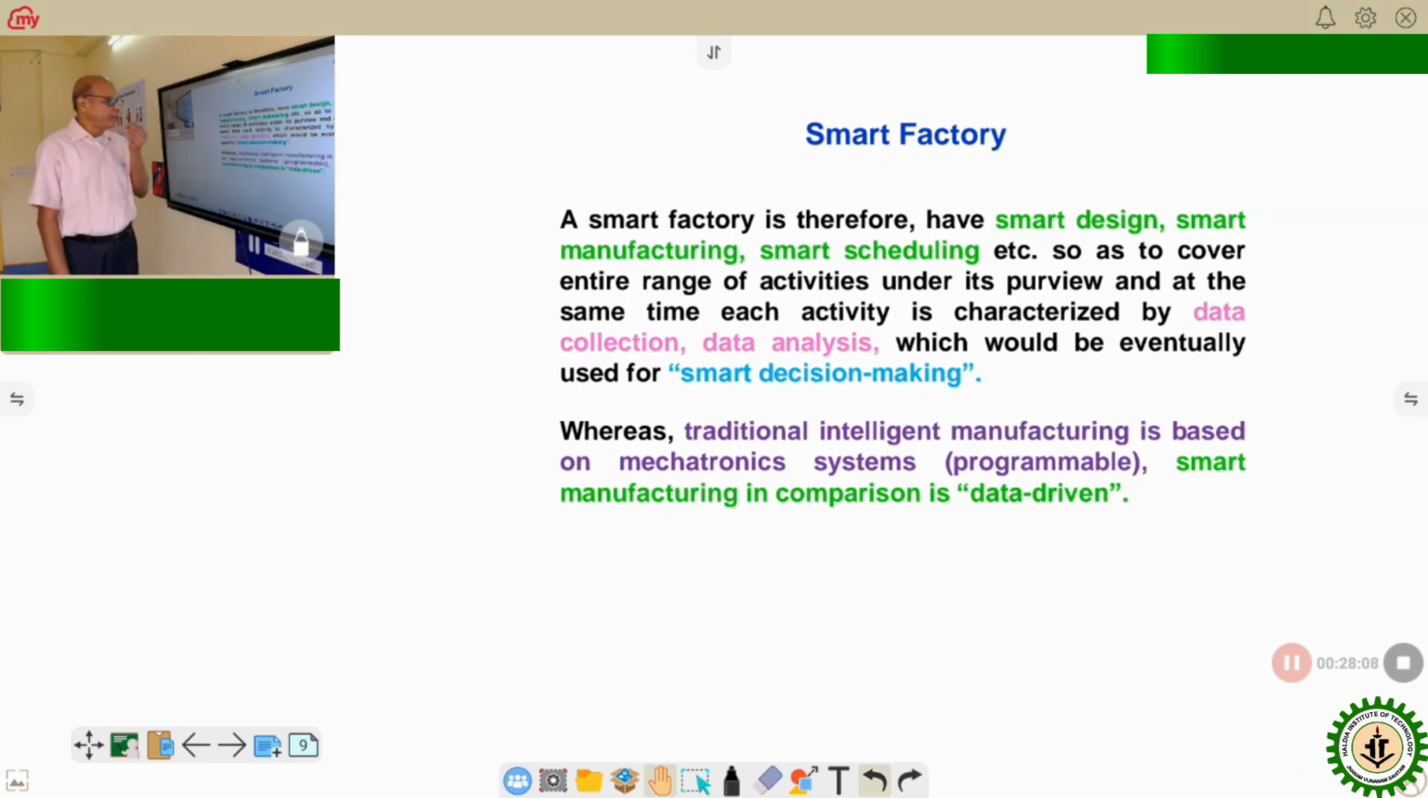So smart factories therefore have smart design, smart manufacturing, smart scheduling. As I told earlier, whatever may be our activities, it must have a smart tag, or it should be accompanied by smart features, so as to cover the entire range of activities under its purview, and at the same time, each activity is characterized by data collection and data analysis, which will eventually be used for smart decision making.